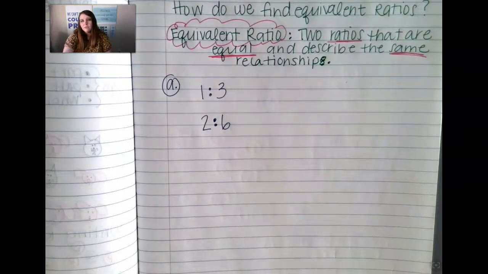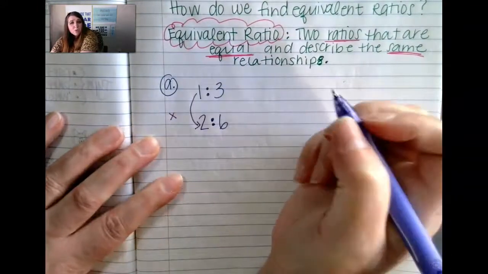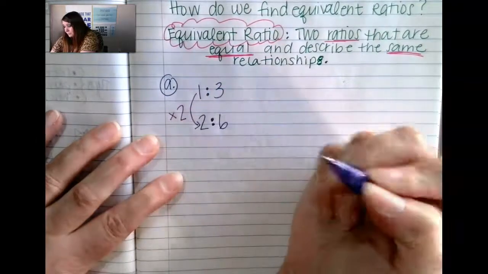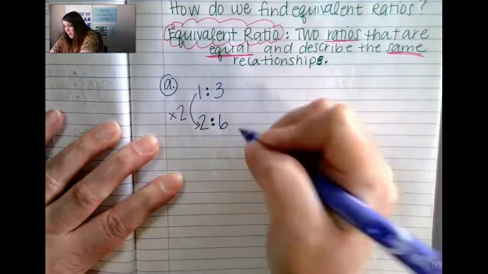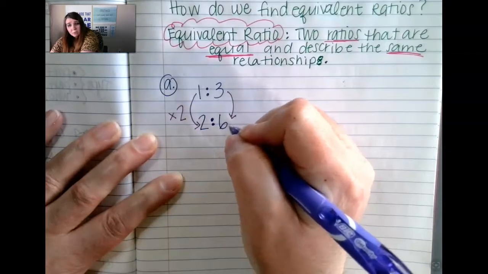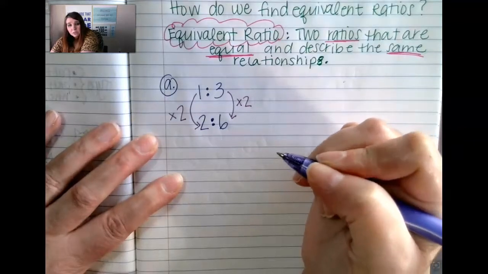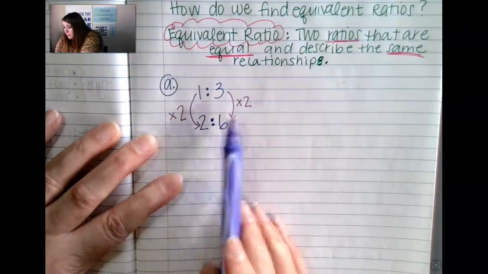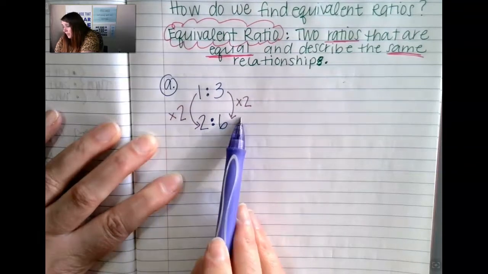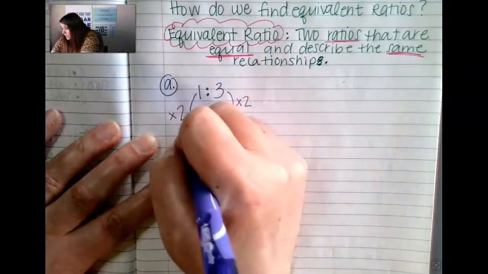Well, the way that we can find out is by using multiplication or division. So I can ask myself, how do I get from 1 to 2? Well, to get from 1 to 2, I had to multiply by 2. How do I get from 3 to 6? Well, in order to get from 3 to 6, I had to multiply by 2, or 6 divided by 3 gives me 2. So because we multiplied by the same thing on both sides, these two ratios are equivalent.